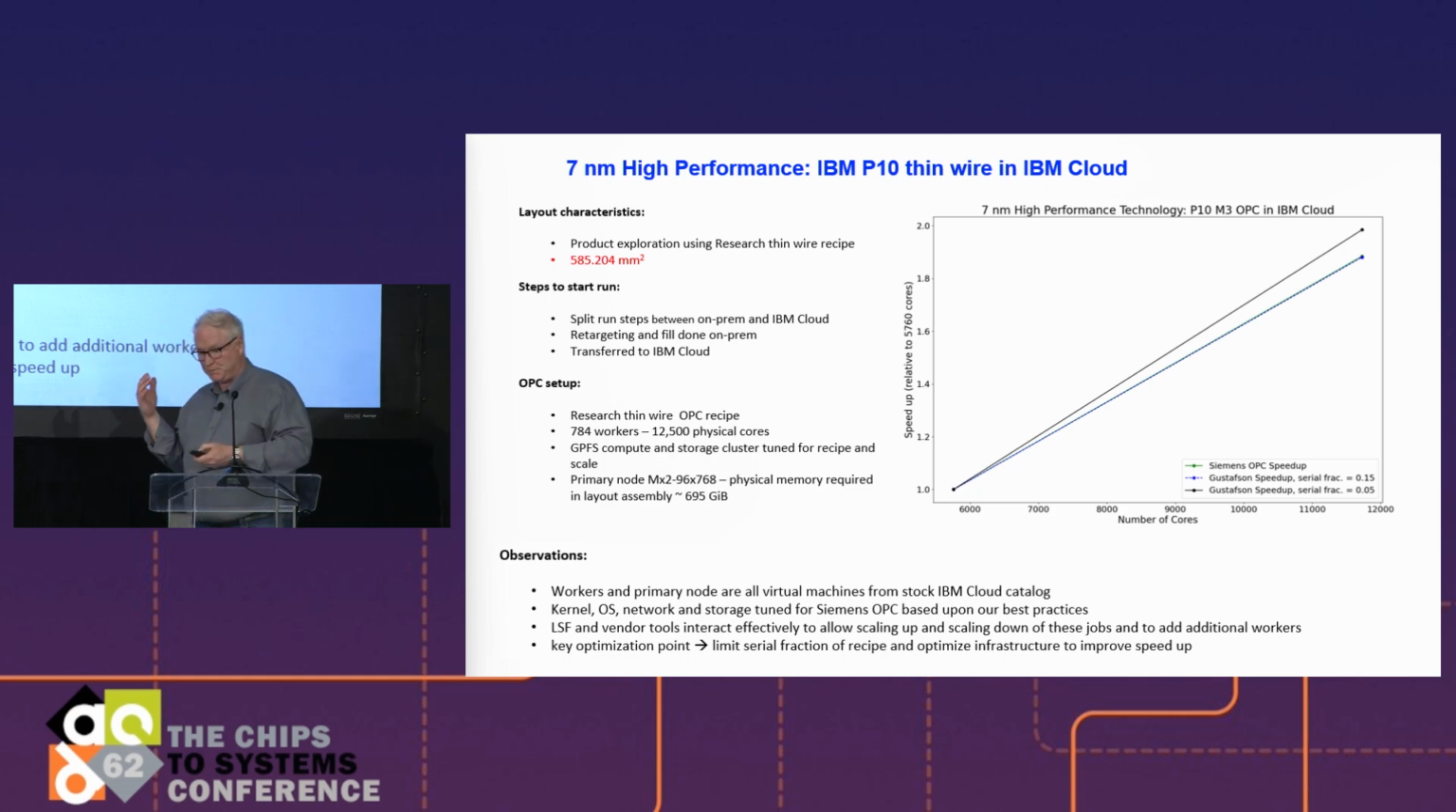Another example is to take a 7 nanometer part from one of our server parts and run a thin wire and run it through the same flow. And this is a little different in the sense that it's covering a much larger area. This is a 585 millimeter squared layer where we split the retargeting and the data prep, or the first part of the prep, between on-prem and the cloud, and then ran the job in the cloud. And through about 12,000 cores, we're also linearly scaling with this workload as well.